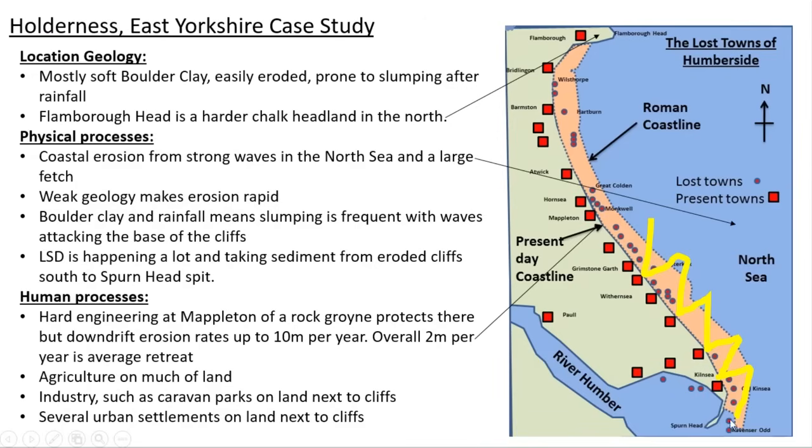These dots, by the way, they're all towns that were once on the land but have now been lost to the sea. So you've got Great Colden and Monkwell that have all been gone now, unfortunately, because of the erosion. So this was where the coastline used to be in Roman times.